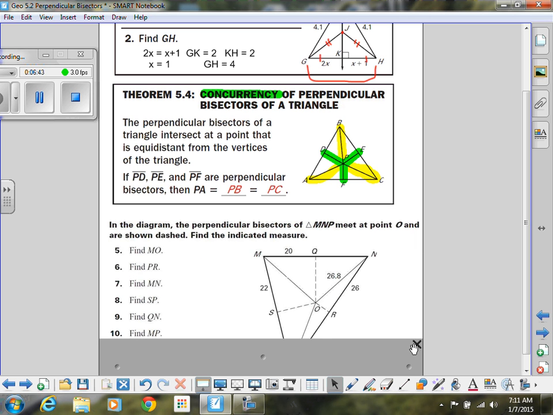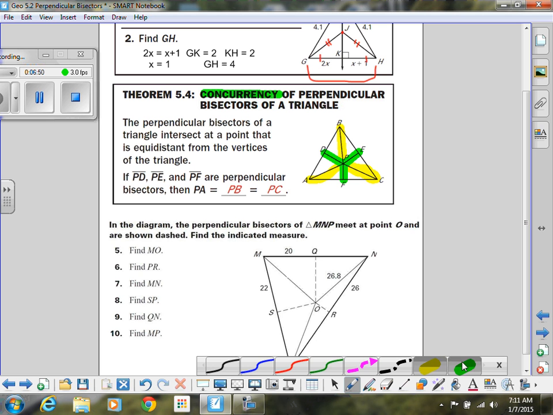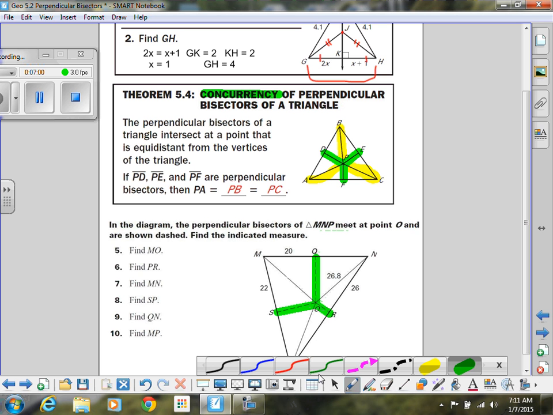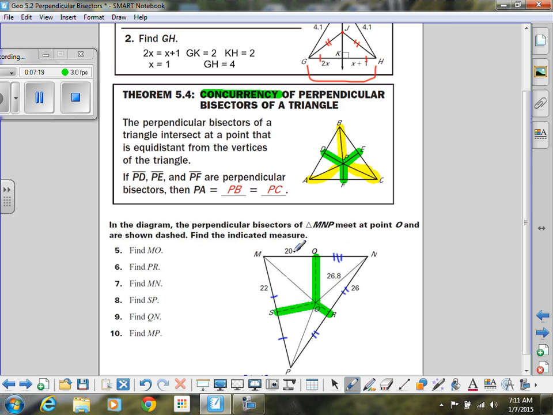So let's look at this diagram. In this diagram, we have the perpendicular bisectors meet at O. So again, I'm just going to highlight those so that we recognize that those are those dotted lines. So QO, RO, those are the perpendicular bisectors. Okay, now I'm also going to mark what's congruent. So if these are perpendicular bisectors, I know that's congruent to that. So MS is congruent to SP. PR is congruent to RN. And then QN is congruent to MQ.